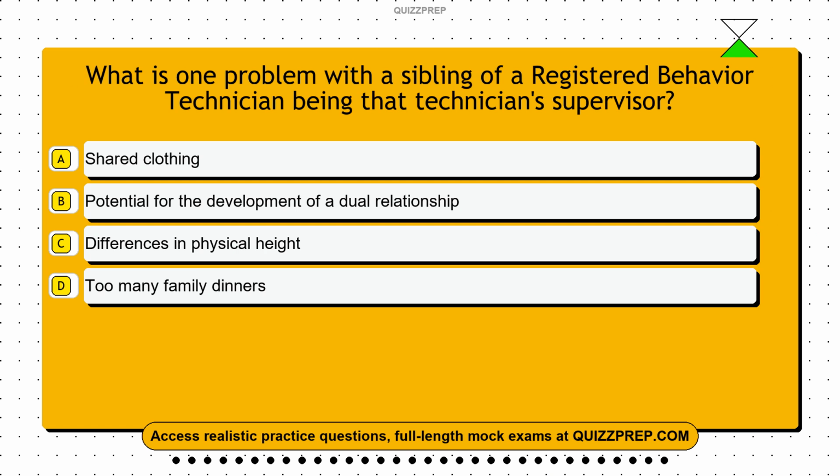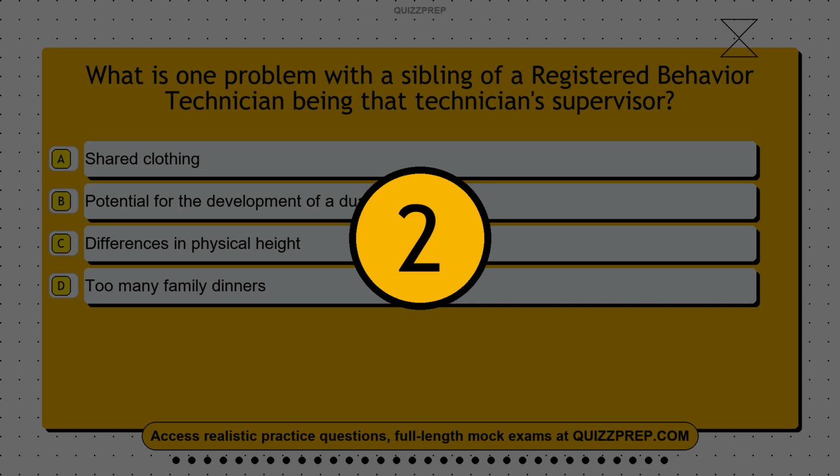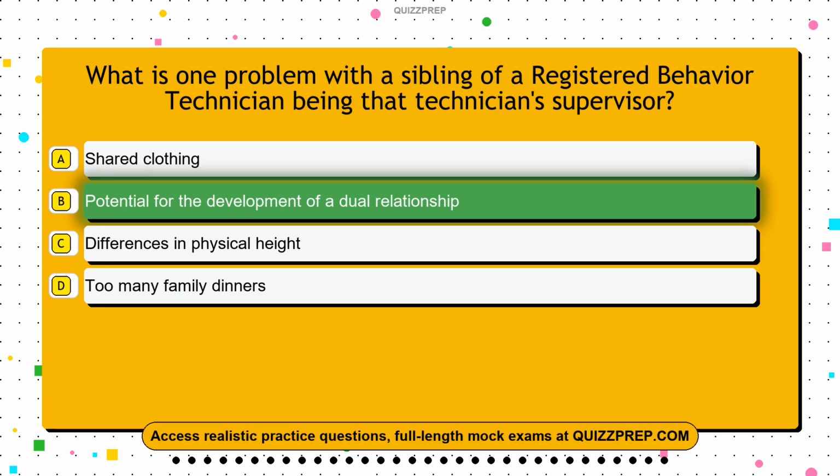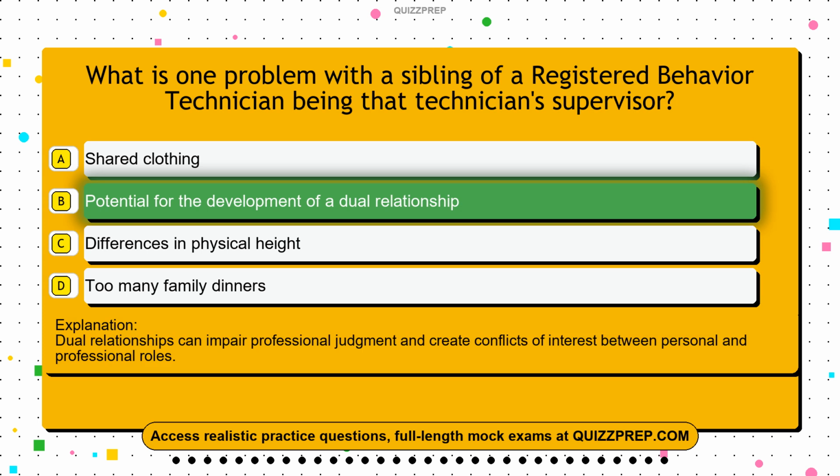Question 17. What is one problem with a sibling of a registered behavior technician being that technician's supervisor? Option A, shared clothing. Option B, potential for the development of a dual relationship. Option C, differences in physical height. Option D, too many family dinners. The correct answer is option B, potential for the development of a dual relationship. Dual relationships can impair professional judgment and create conflicts of interest between personal and professional roles.